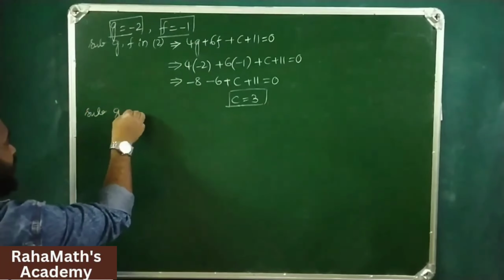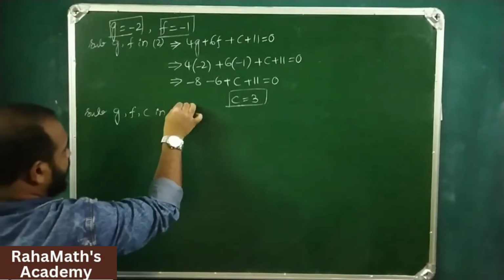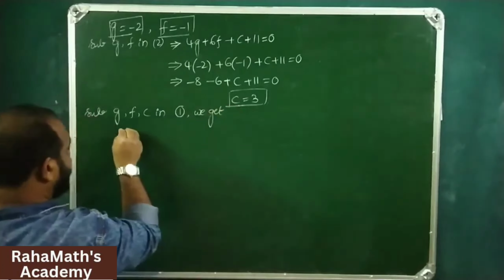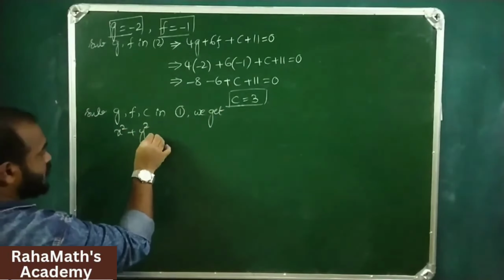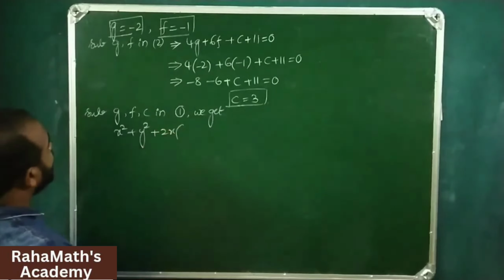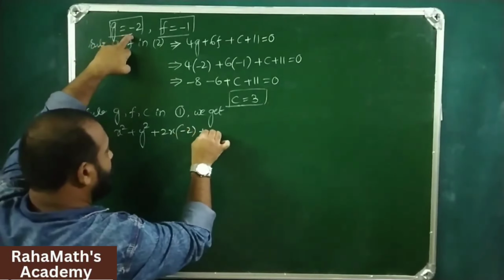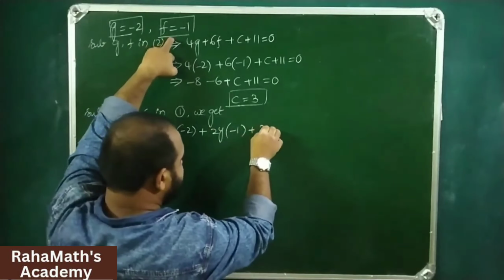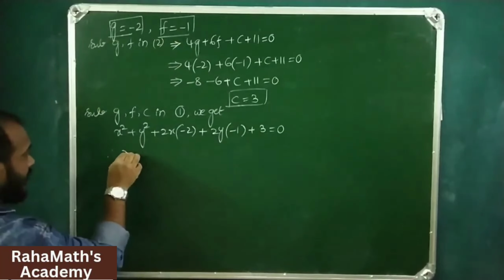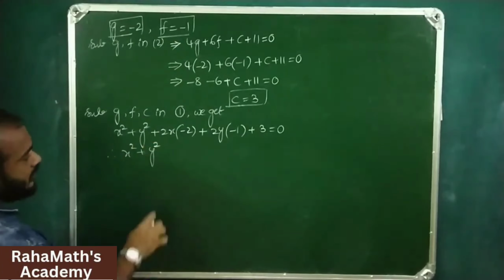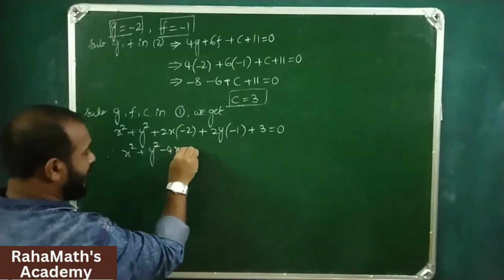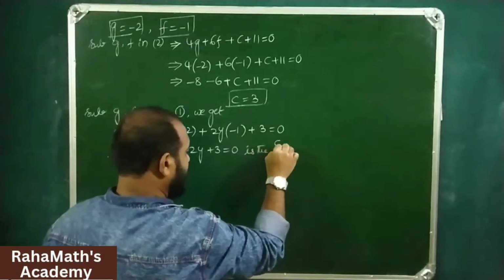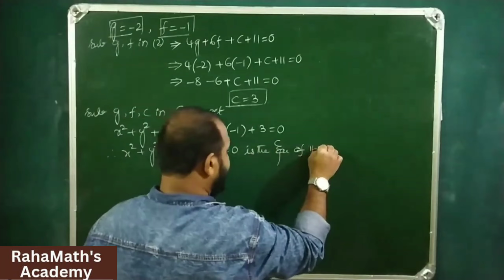Substituting g comma f comma c in equation number 1, we get x square plus y square plus 2gx, 2x into the value of g which is minus 2, plus 2fy, 2y into the value of f which is minus 1, plus c which is 3, equals 0. Therefore, x square plus y square minus 4x minus 2y plus 3 equals 0 is the equation of the required circle.